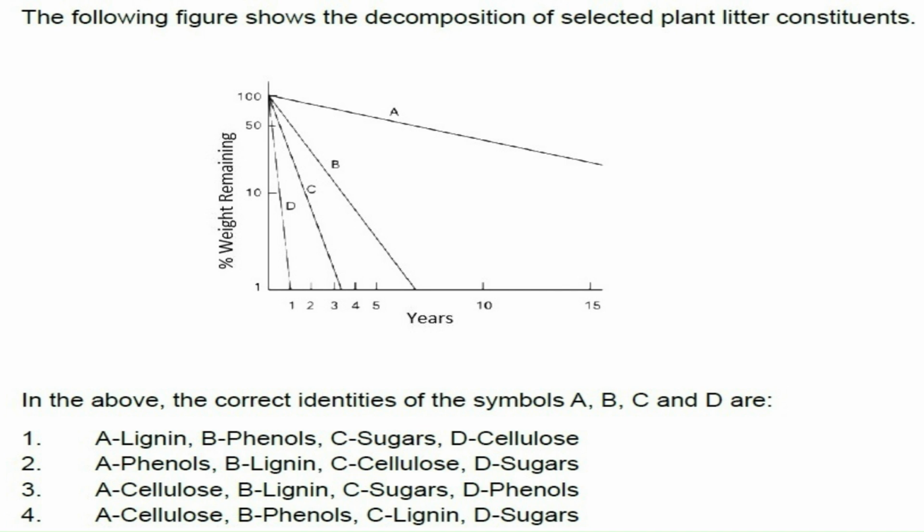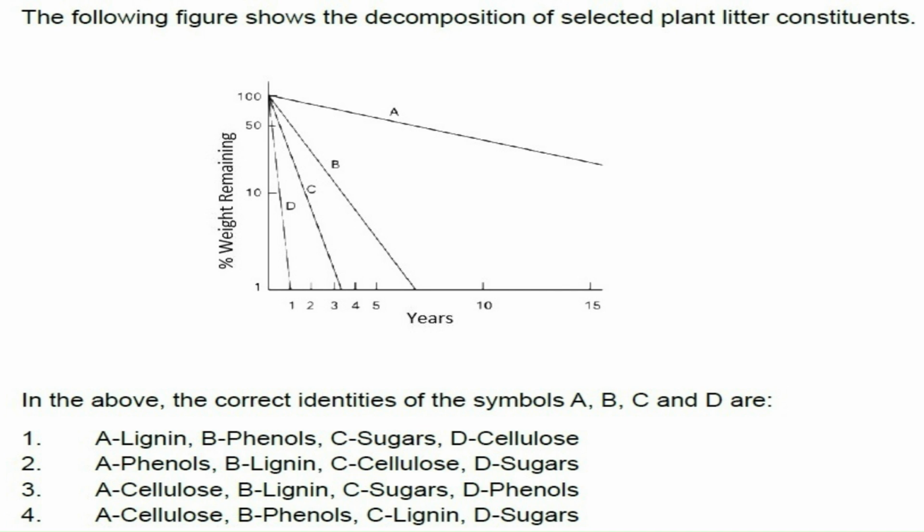So what we can see from the graph is that we have time on the x-axis, that is in years, and on the y-axis we have percentage weight remaining, which means that if at the time of the littering, the 100% product is there, then after a certain year passes, how much of it is still remaining as undegraded. So here we have four lines for four different plant products, and from this we have to guess which one is which product.